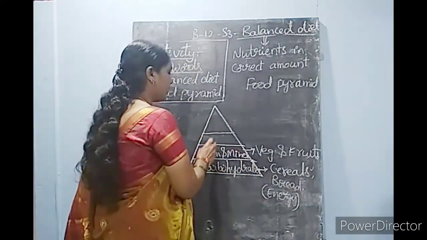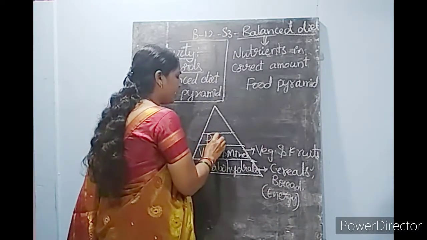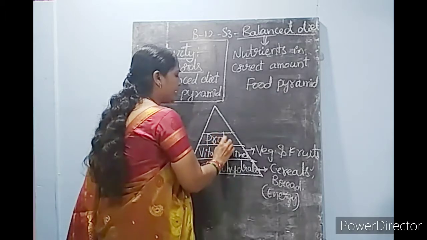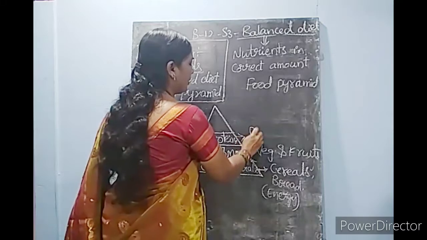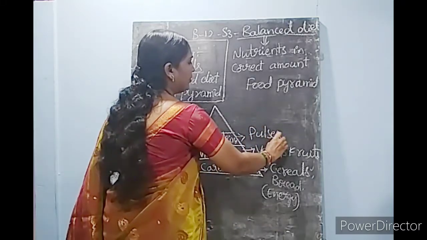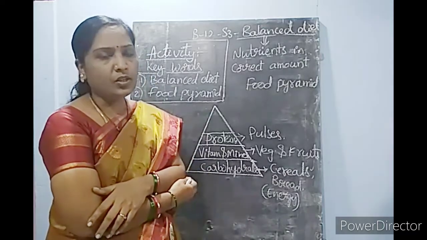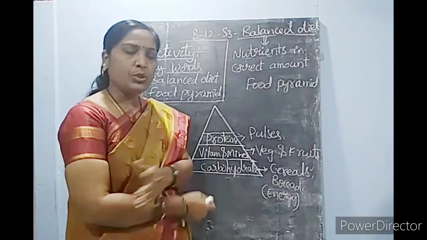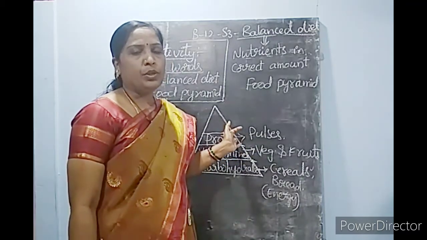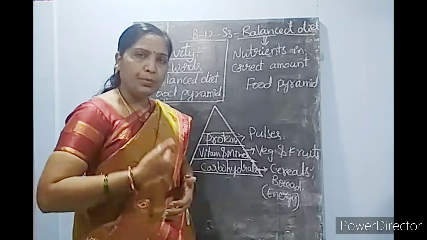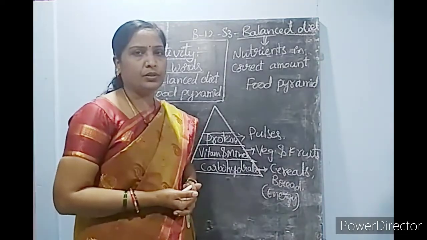And after the fruits and vegetables, vitamins and minerals, the next nutrient we need for our body is proteins. You know in which foods proteins are more? Pulses like rajma, dal, green gram, bengal gram, these all contain proteins. So next our body needs proteins. Proteins help us to build our body, to build our muscles, to take proper growth.